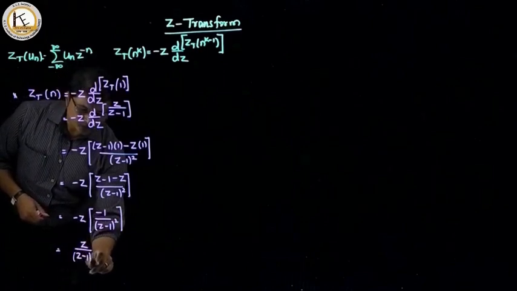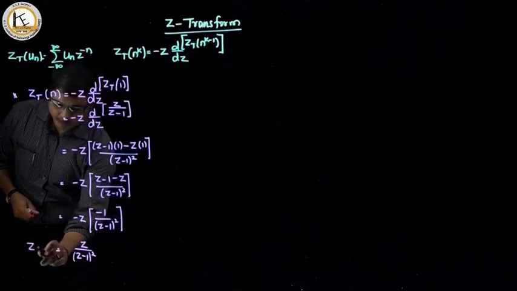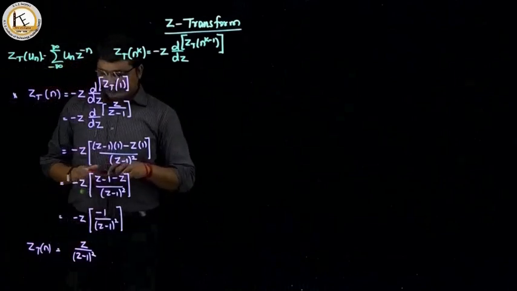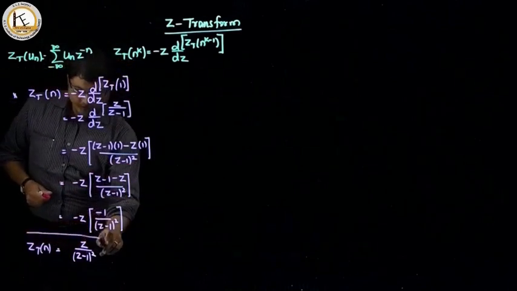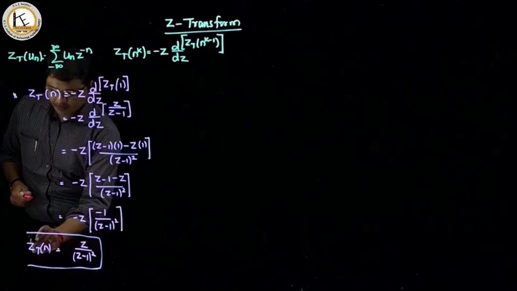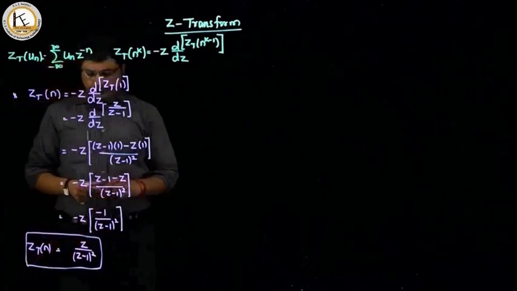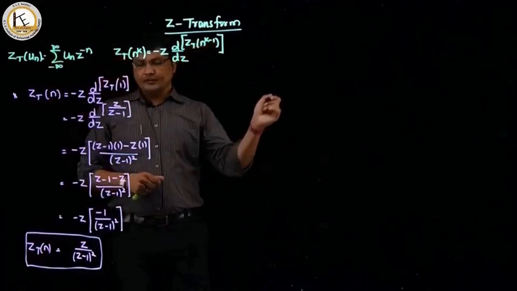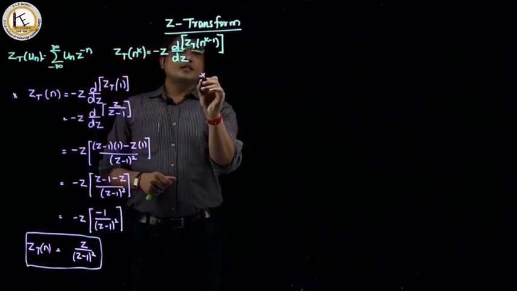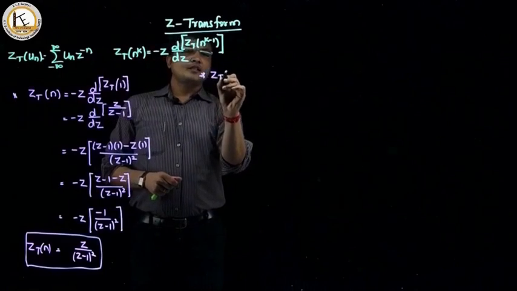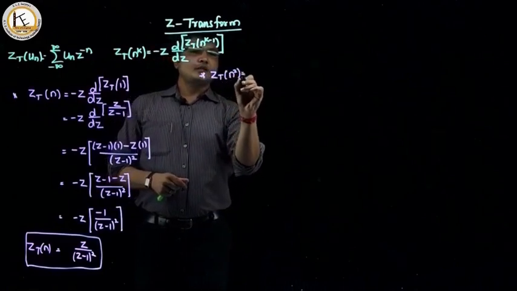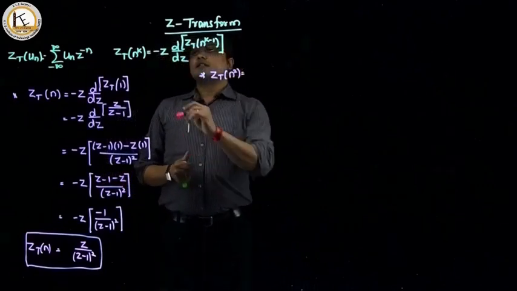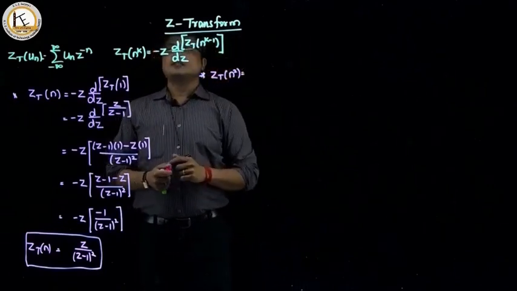So simplifying it further, just multiplying this minus Z with the inside term, we have Z divided by Z minus 1 the whole square. So which is Z transform of n. So therefore Z transform of n is nothing but Z divided by Z minus 1 the whole square. Now we will move to the next function, finding the Z transform of n square.